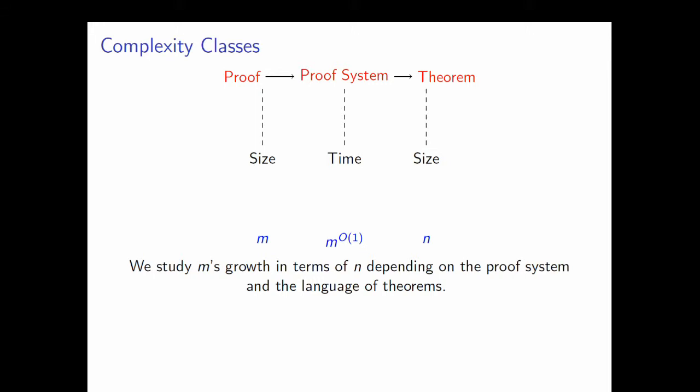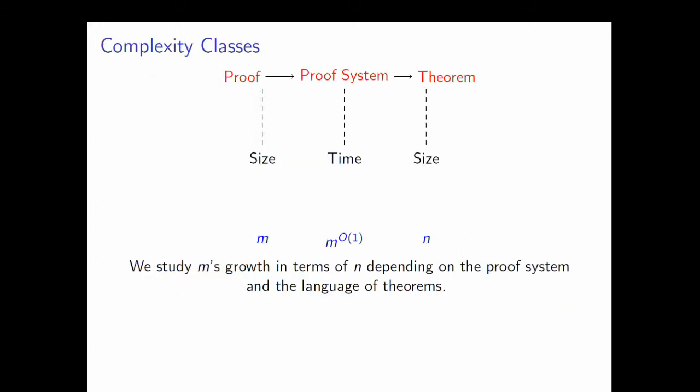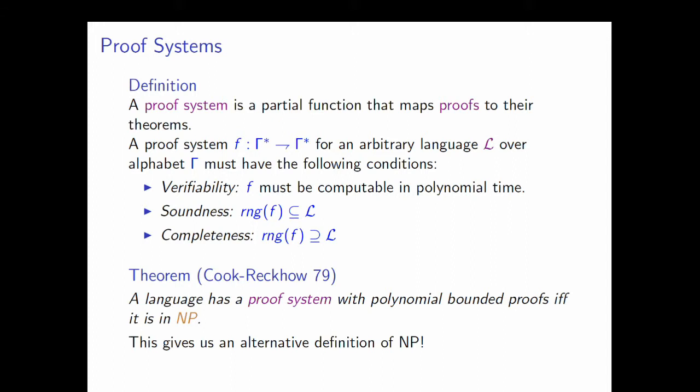Okay, and now I'm going to formalize it. A proof system, this middle thing here, is a partial function that maps proofs, those were the inputs, to their theorems, which were the outputs. So a proof system for an arbitrary language L over an alphabet gamma. Normally we're going to have gamma be binary, so gamma star is all the binary strings. That's just what this notation means. So F is our proof system. It takes strings to strings.